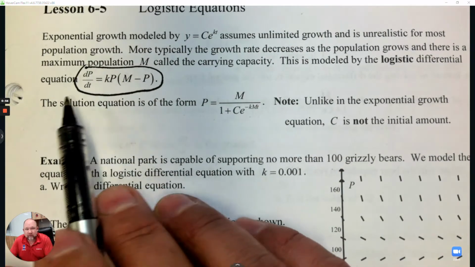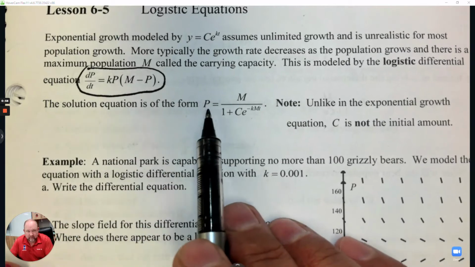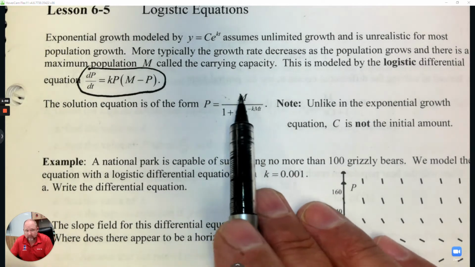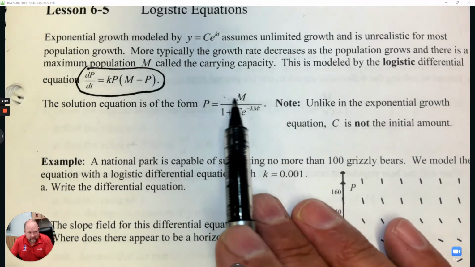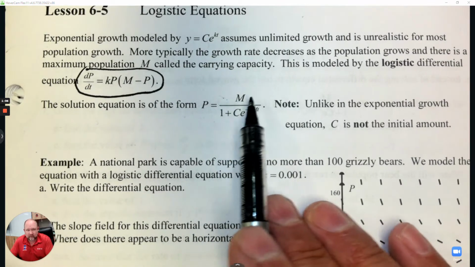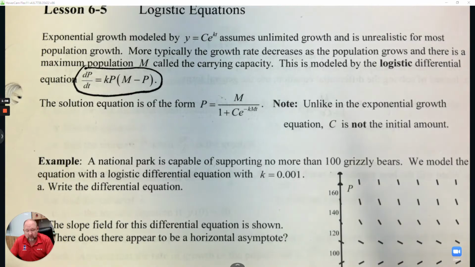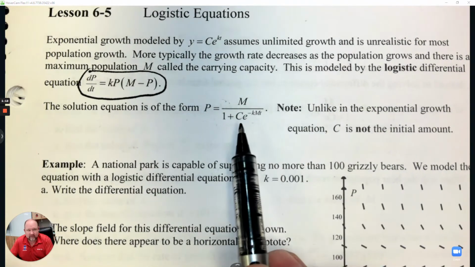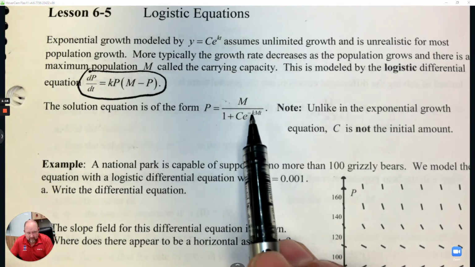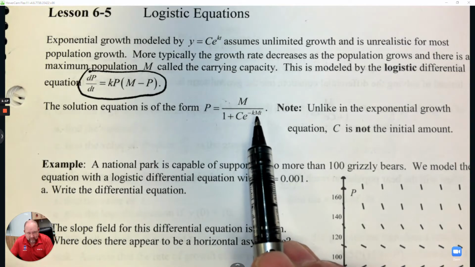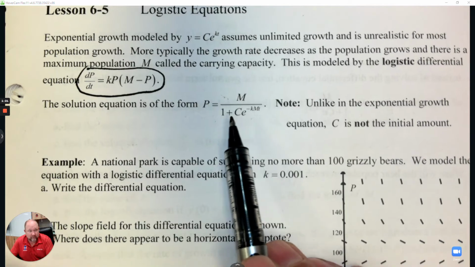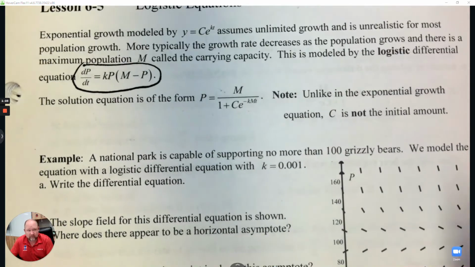All right, so the solution to this equation is in this form, where the numerator tells you the maximum population or whatever it is. That's the highest amount it could be. It also gives you a horizontal asymptote at that number, where it's going to go up to that and then that's it. You can see the denominator and the rate and the maximum capacity, and T is a variable, C is a constant, and so on. C is not the initial amount to begin with.